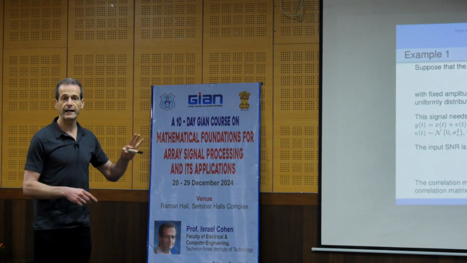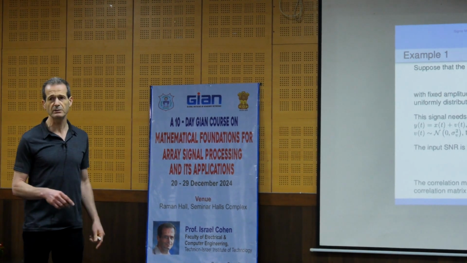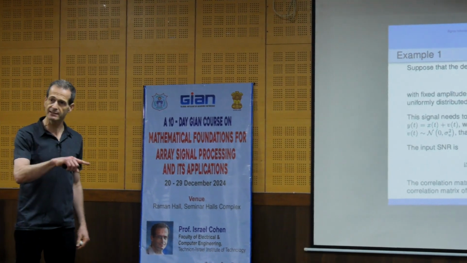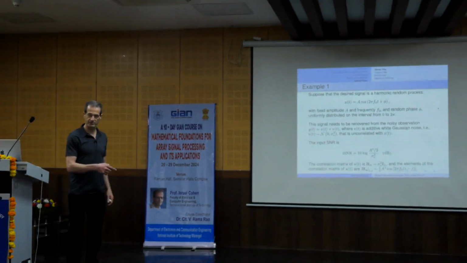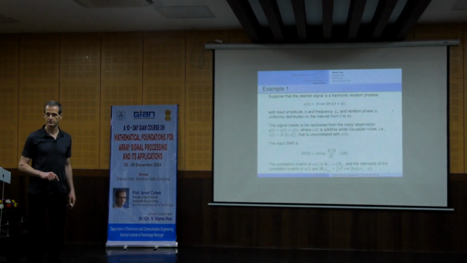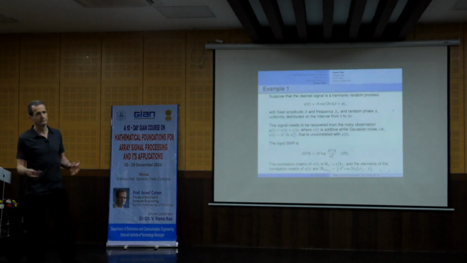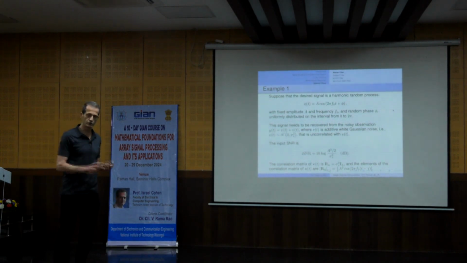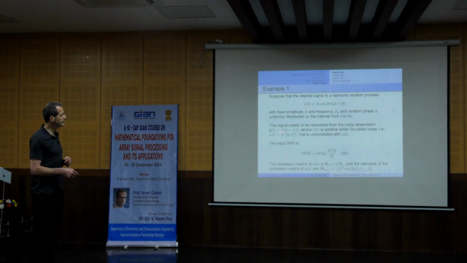But here I assume that I don't want to estimate the parameters. I want to estimate the samples of the signal x from the measurements using the Wiener filter. Obviously, I will get degraded performance, but I want to show you how to use the Wiener filter. So we take this signal and white Gaussian noise with variance sigma v squared. The only random variable is phi, the random phase, so the variance of x(t) is A squared divided by 2. This is the input SNR.